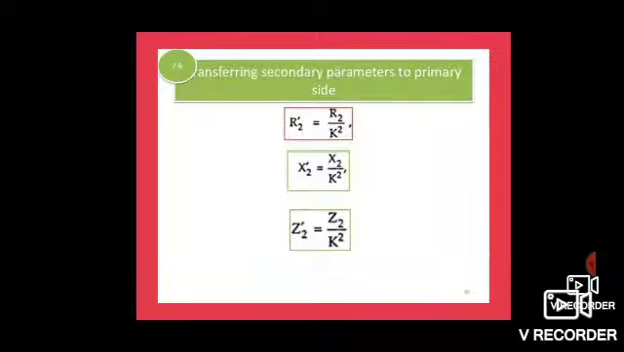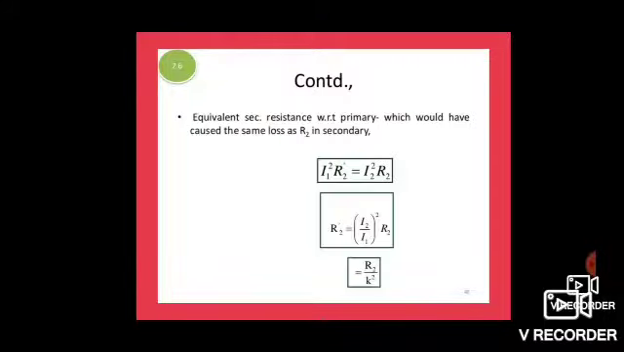Now we are going to transfer the secondary parameters to the primary side, for reducing the equivalent circuit. R2 dash is equal to R2 divided by K squared, X2 dash is equal to X2 divided by K squared, Z2 dash is equal to Z2 divided by K squared, where K is the turns ratio, that is also called the transformation ratio.